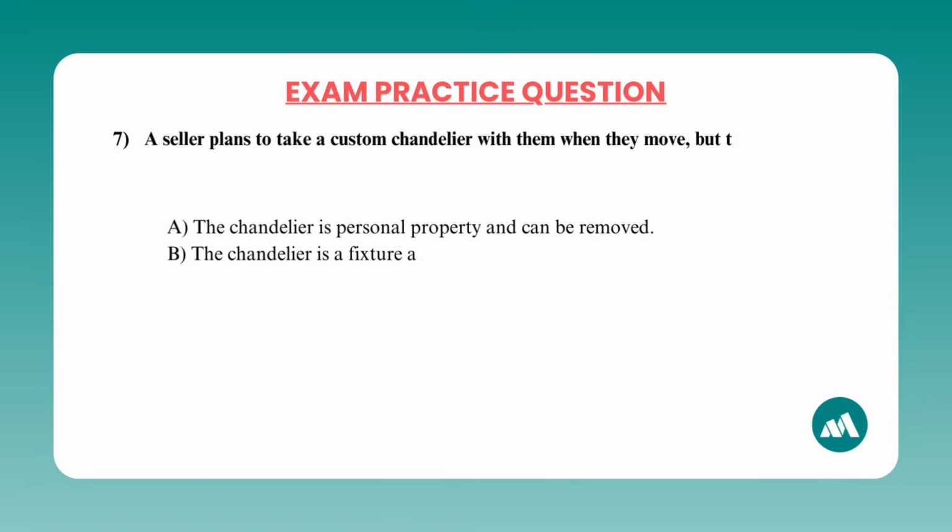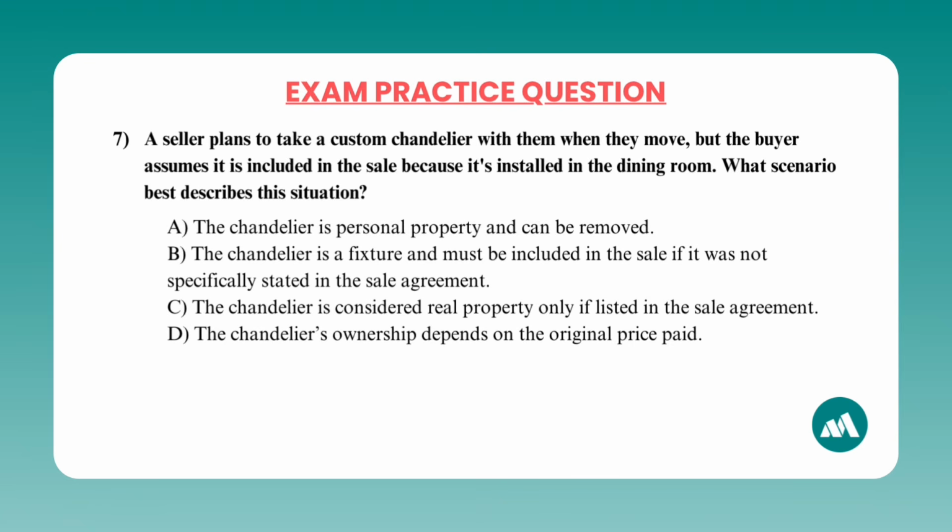Number 7. A seller plans to take a custom chandelier with them when they move, but the buyer assumes it is included in the sale because it's installed in the dining room. What scenario best describes this situation? Is it A, the chandelier is personal property and can be removed? B, the chandelier is a fixture and must be included in the sale if it was not specifically stated in the sale agreement? C, the chandelier is considered real property only if listed in the sale agreement? Or D, the chandelier's ownership depends on the original price paid?